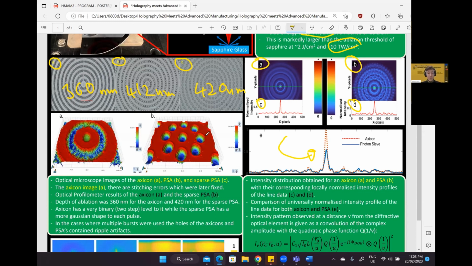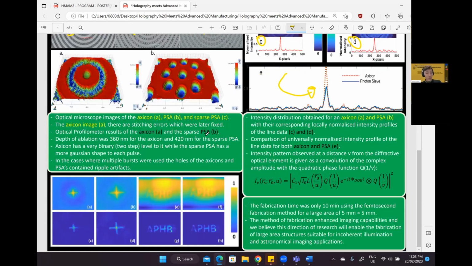Now, if you wish to simulate some of these results for yourself, you can do so. The intensity pattern observed at a distance v from the diffractive optical element is given as the convolution of the complex amplitude with the quadratic phase function q1/v. So if you wish to simulate that, you can.